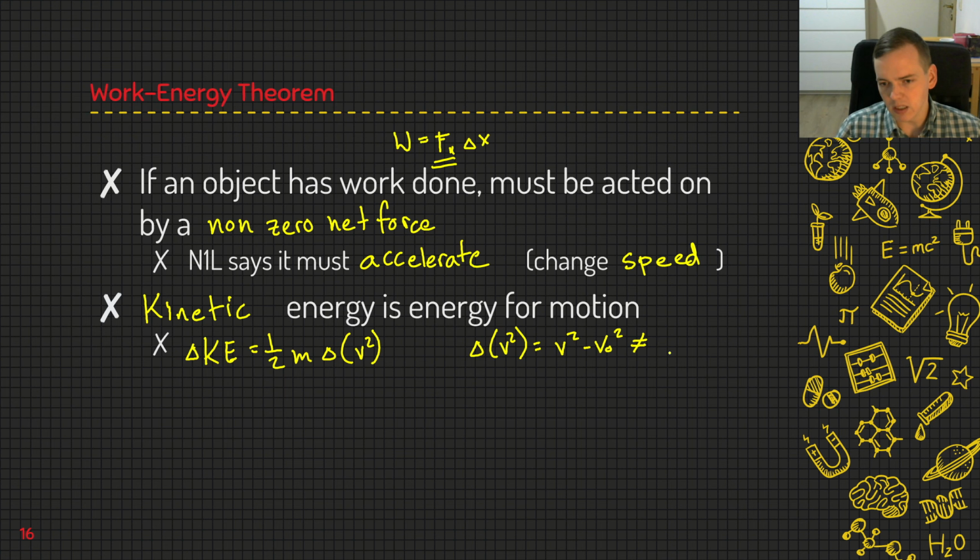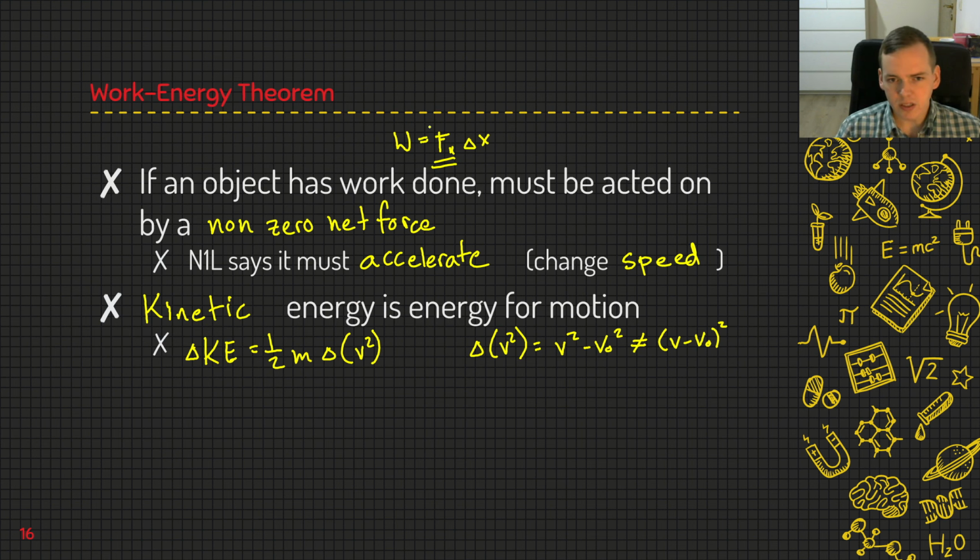It's not equal to the flip way around. It's not equal to v minus v naught squared. So just take note of that. We have to square them first and then subtract them. Don't subtract and then square. So this says if an object speeds up, it gains energy because this v gets bigger, so it gains kinetic energy. If an object slows down, it loses kinetic energy.